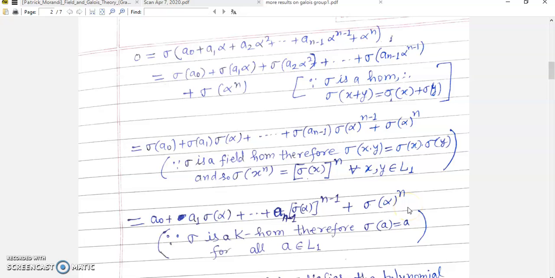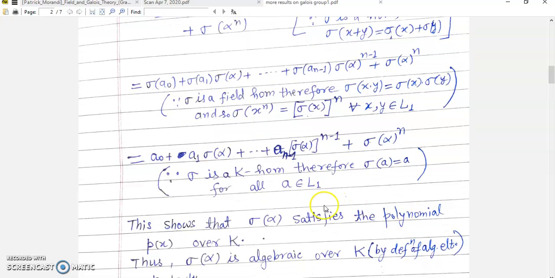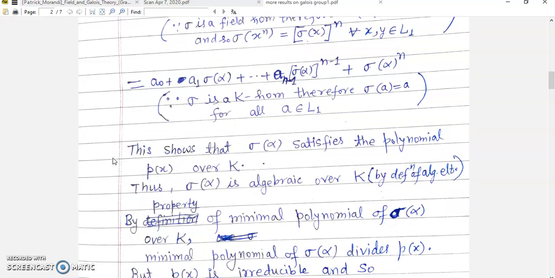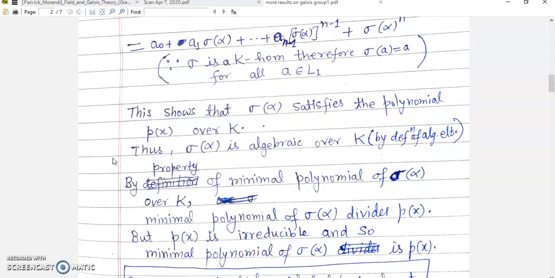This shows that sigma alpha satisfies the polynomial Px because the left hand side of this expression is 0. So we have that sigma alpha satisfies the polynomial Px. It means sigma alpha is also algebraic. Remember the definition of algebraic element.